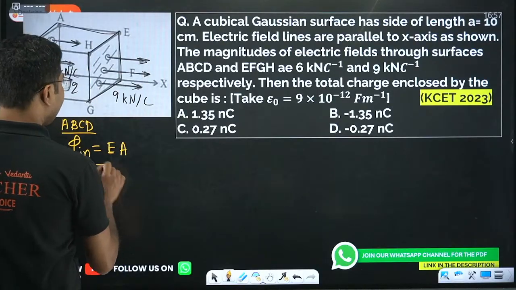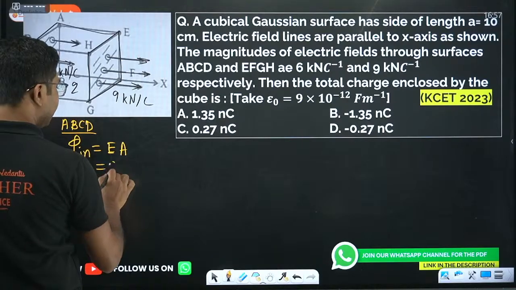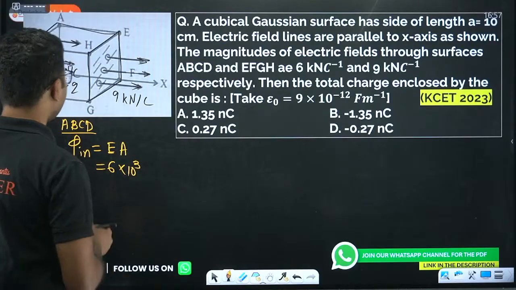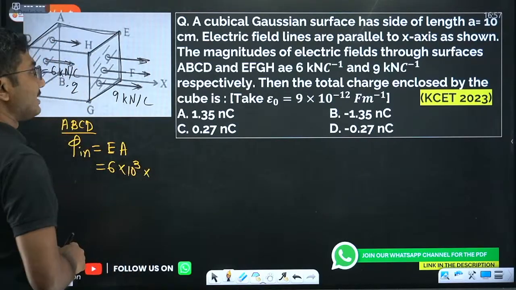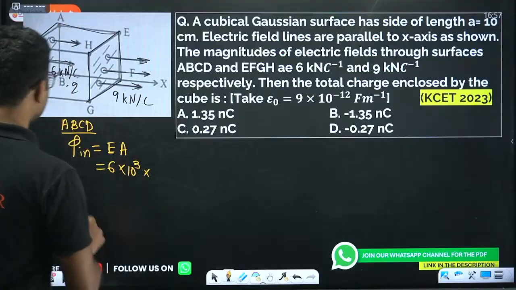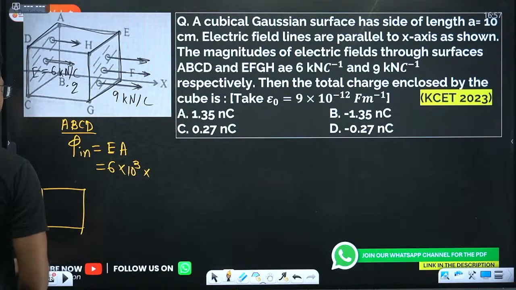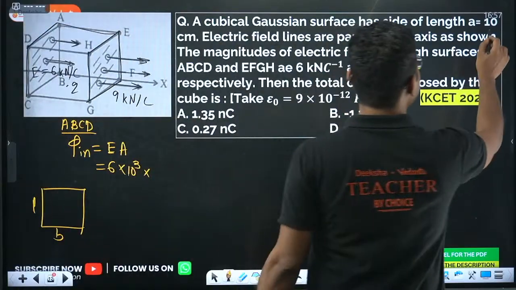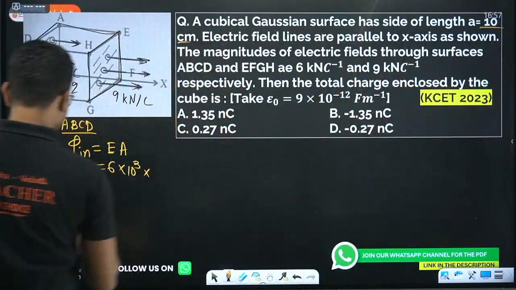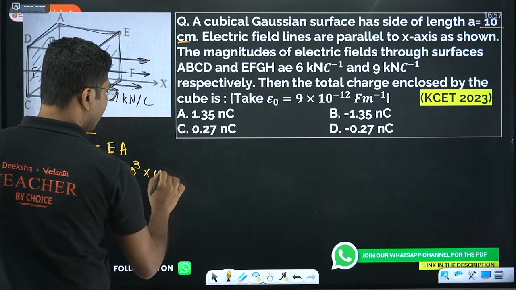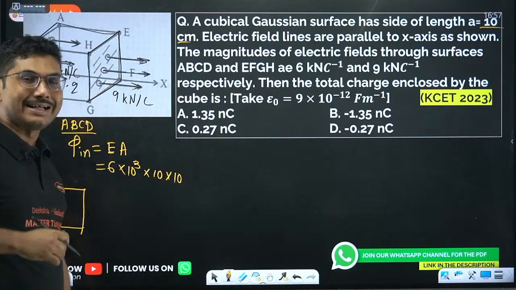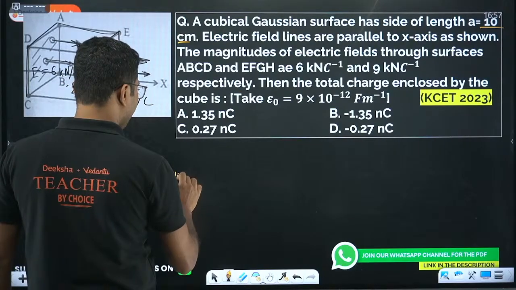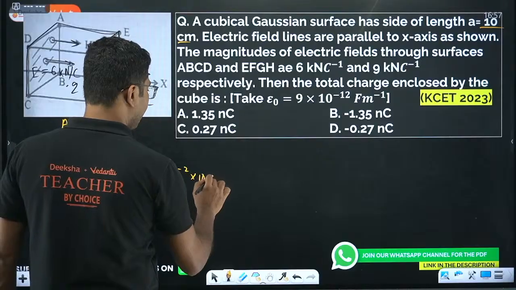What is the value of the incoming electric field? It is 6 kilonewton. Kilo means 10 to the power of 3. Into surface area. What is the surface area? It's a square surface, so you just need to multiply the length and breadth, both are the same. The side is 10 centimeter, so it will be 10 into 10, but remember both of them are in centimeters. You have to convert them into meters, so you better write them as 10 into 10 to the power of minus 2 into 10 into 10 to the power of minus 2.